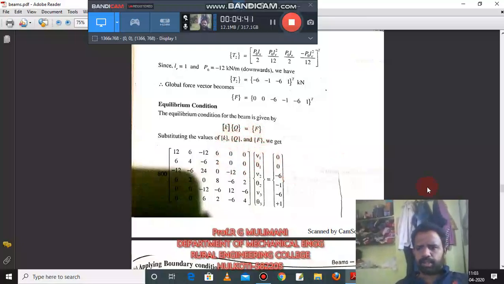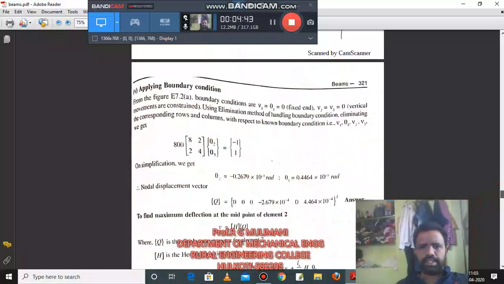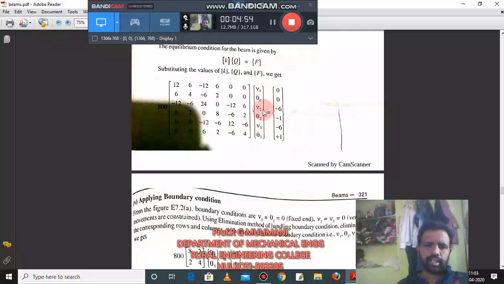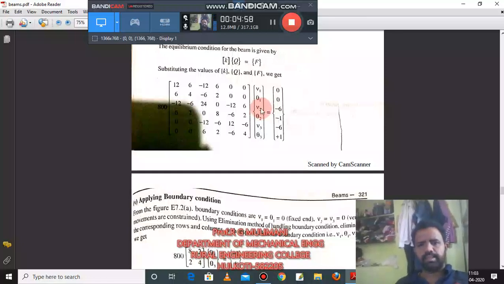By the elimination approach we know that node 1 is fixed. Node 1 is fixed means V1 is 0 and theta 1 is 0, so the first row and first column, and second row and second column can be deleted. And there is a roller support at node 2. Roller support means V2, there is no vertical displacement.